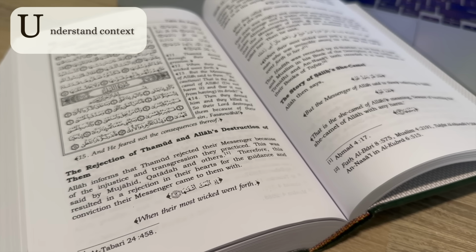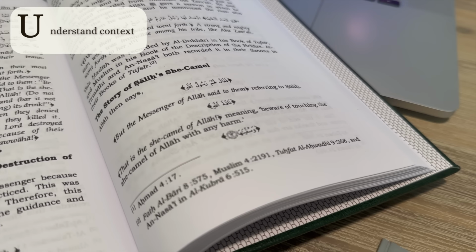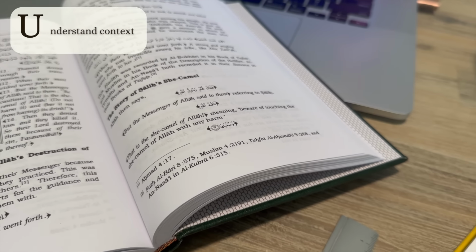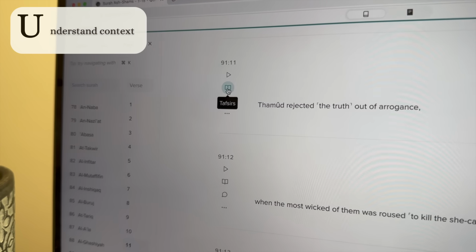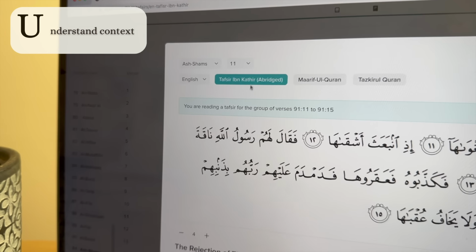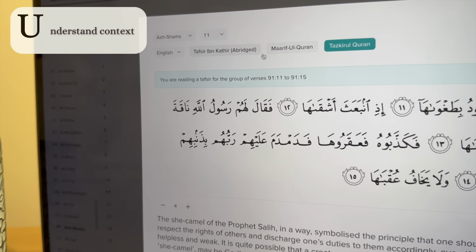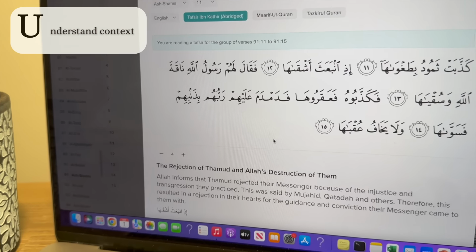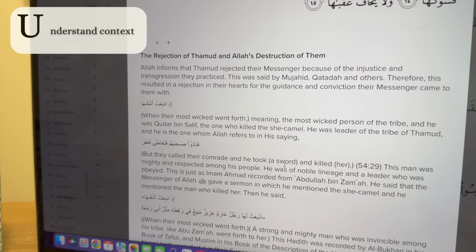Next, I want to understand the context of the verse. In Tafsir Ibn Kathir, here's an example where they talk a little bit in more detail about the background of the verse. If you don't have a physical copy of Tafsir Ibn Kathir, totally fine. You can head over to Quran.com, and there's a little book that says Tafsir next to the ayahs, and you have different tafsirs that you can look at. Tafsir Ibn Kathir is one of them, so you can scroll down and you can read a shortened version of what I am reading from the physical book.